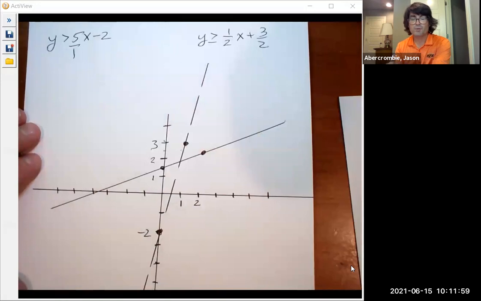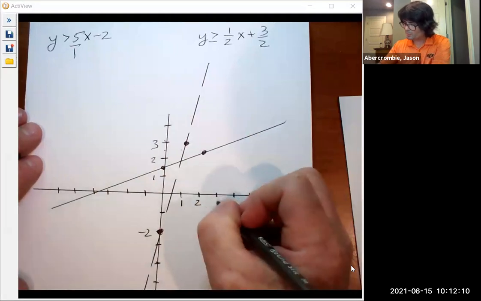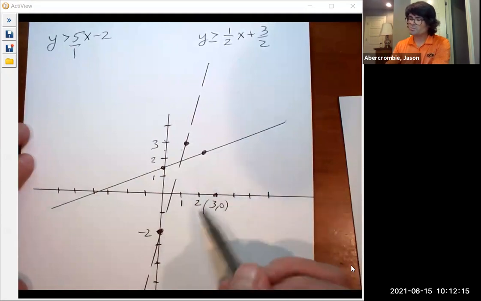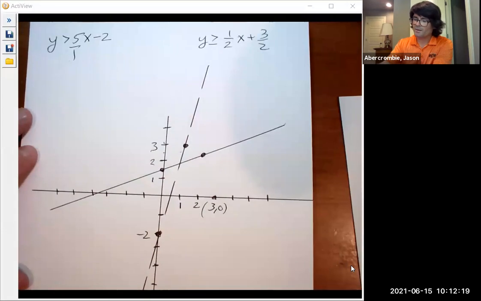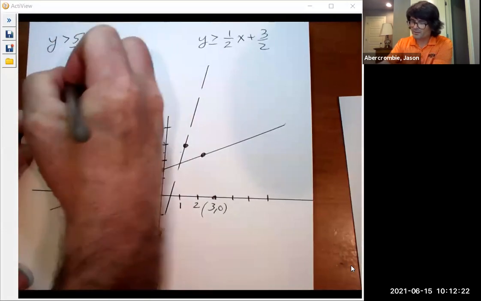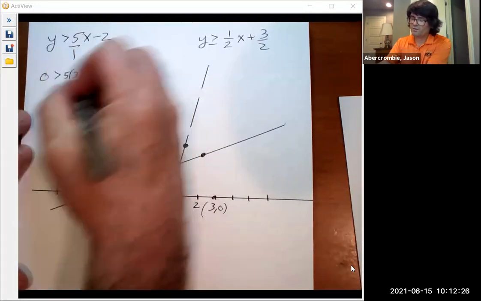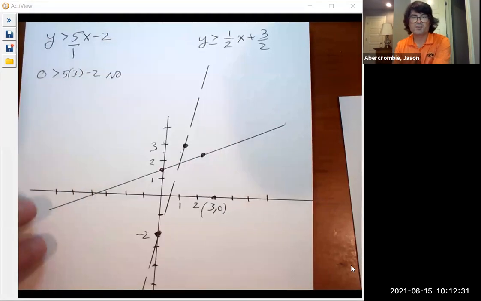So I'm going to pick a test point. It doesn't matter what it is. It's usually best if it's not on one of the lines, because that makes it a little more confusing. It could be this point right here. I'm just picking this out of a hat: 3, 0. Let's put 3, 0 in over here and see what we get. Is 0 bigger than 5 times 3 minus 2? That's 15 minus 2. Is 0 bigger than 13? No, that's not true.